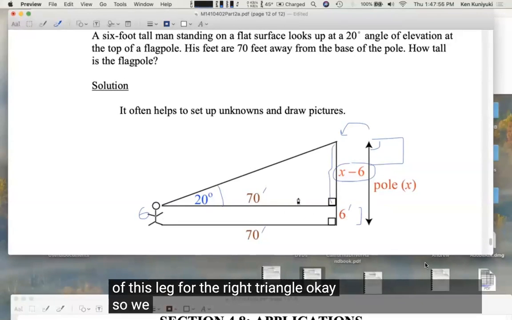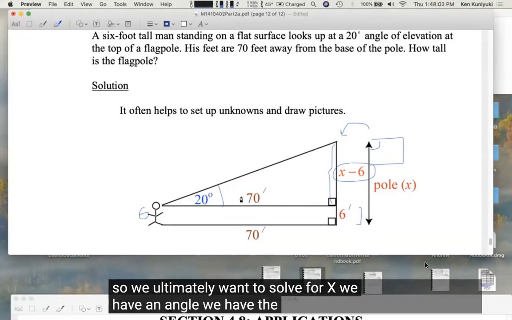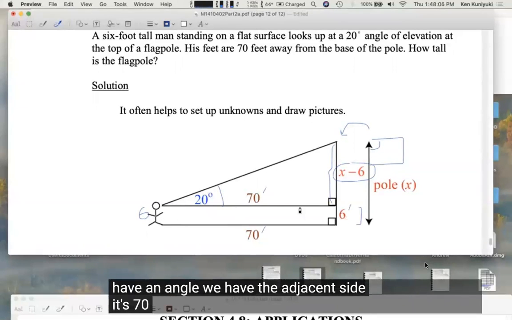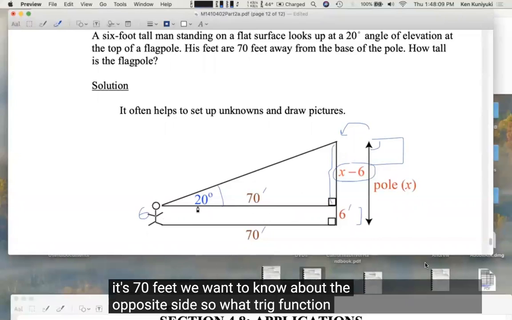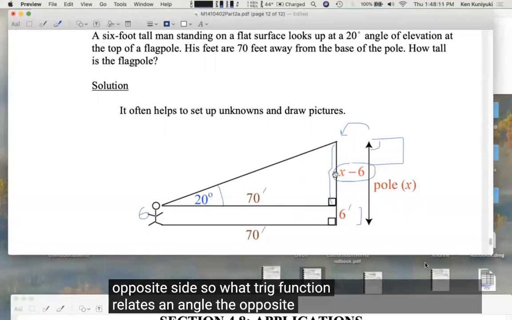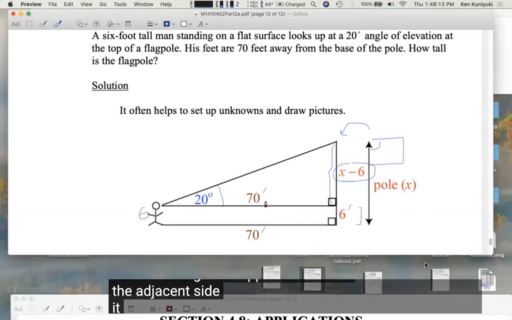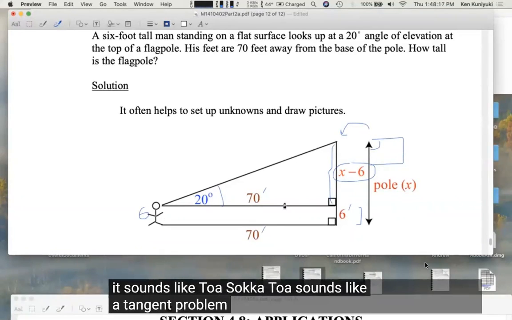Okay, so we ultimately want to solve for x. We have an angle. We have the adjacent side, it's 70 feet. We want to know about the opposite side. So what trig function relates an angle, the opposite side, and the adjacent side? It sounds like TOA, SOHCAHTOA. Sounds like a tangent problem.